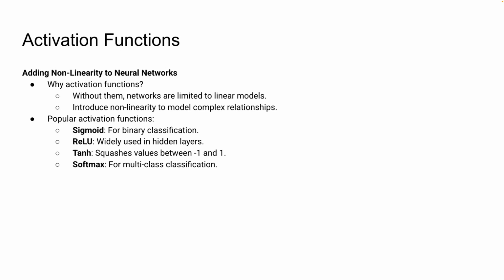To summarize, activation functions introduce nonlinearity to neural networks, enabling them to model complex relationships. Popular choices include sigmoid, tanh, ReLU, and softmax, each suited to different scenarios.